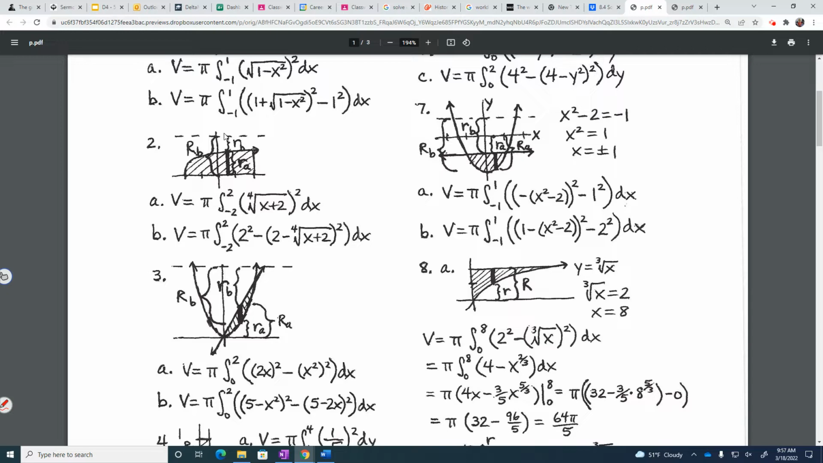So outer is a distance of 2. If you draw the line here, it is a distance of 2, so it's 2 squared. And then inner would be 2 minus the function. There.